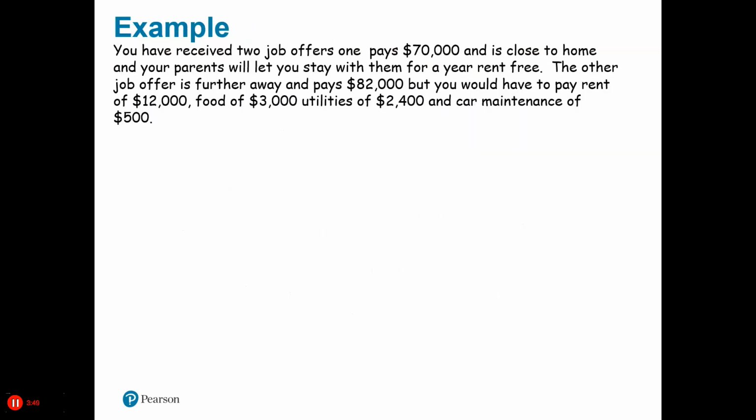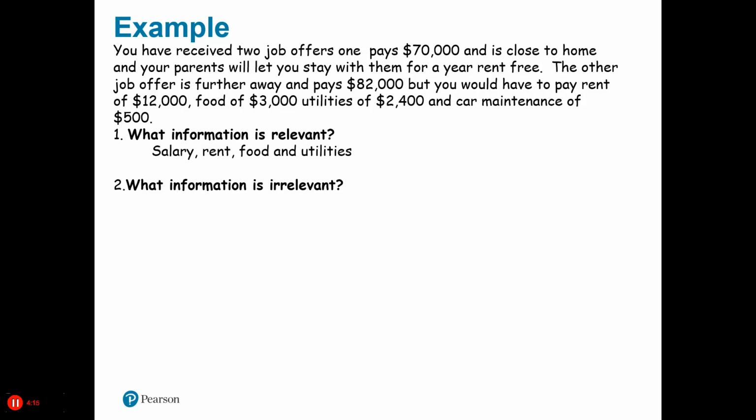So let's take a look at another example. You have two job offers. One's for 70, one's for 82. With one, you can live with your parents for free for a year because it's right by where they live. The other one is going to be too far away, so you're going to have to find a place to stay and pay for your own food and utilities, and your car maintenance you're going to pay no matter what. What information is relevant? The salaries, the rent, the food, and the utilities. What information is irrelevant? The car repairs, because you have to pay them no matter what.